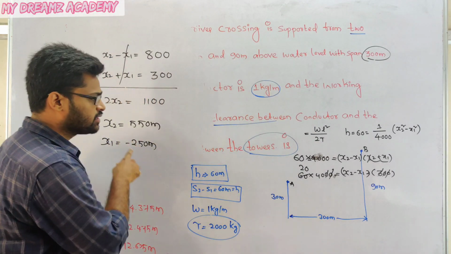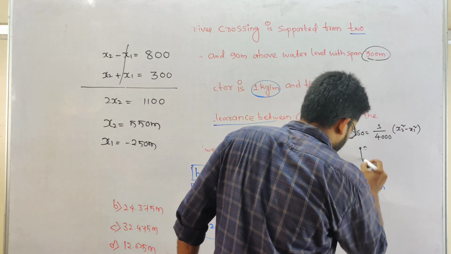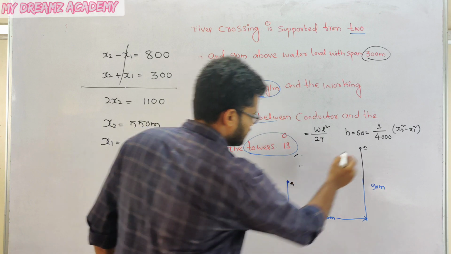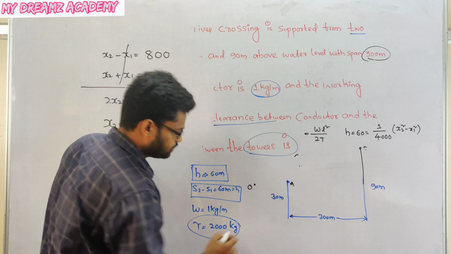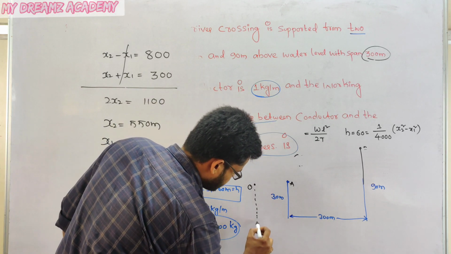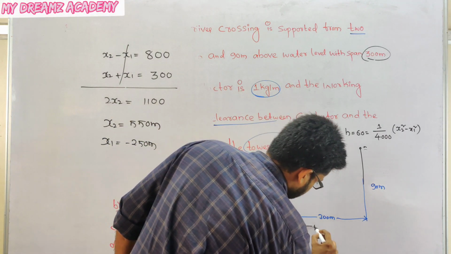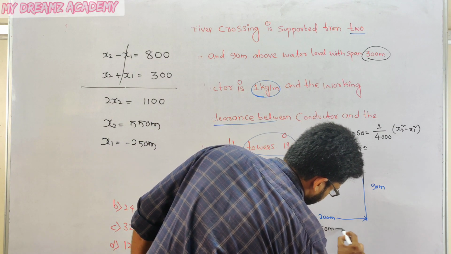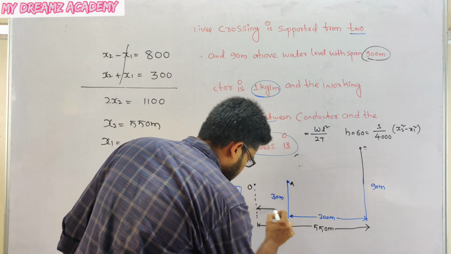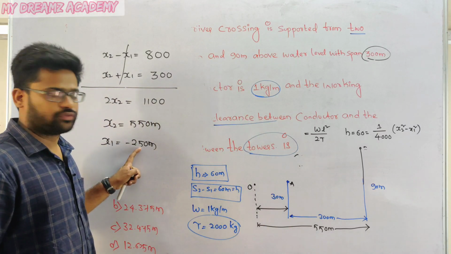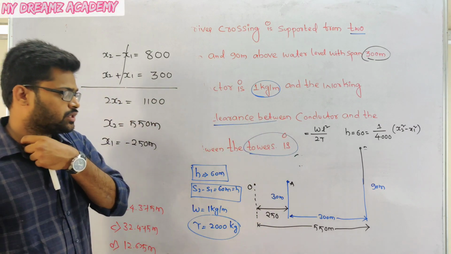How can I justify this? This is 90 meters, this is 30 meters, and there is another point O, the origin. From this place to x2, it will give 550 meters. Similarly, the distance on the other side will give minus 250, so the distance between these two is 250 meters.